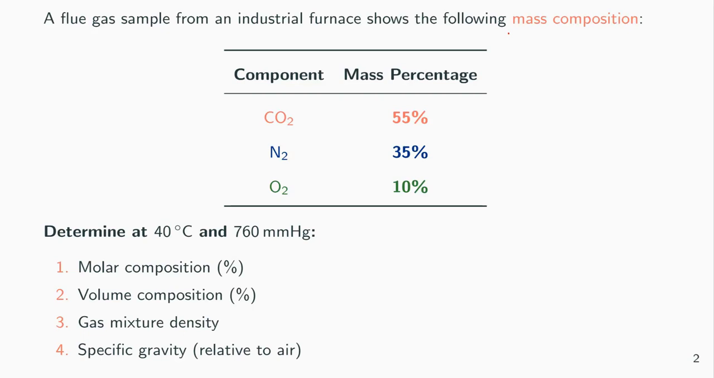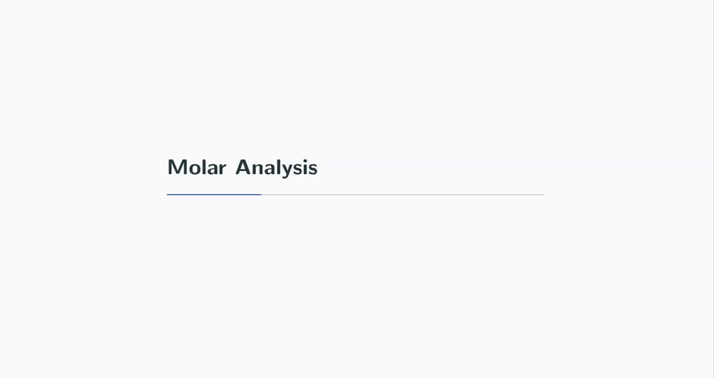First, the molar composition. Second, the volume composition. Third, the gas mixture density. And finally, the specific gravity relative to air. Now here we must remember the atomic mass of carbon is 12.01, nitrogen 14.01 and oxygen 16. So that atomic mass we'll use for the calculation.